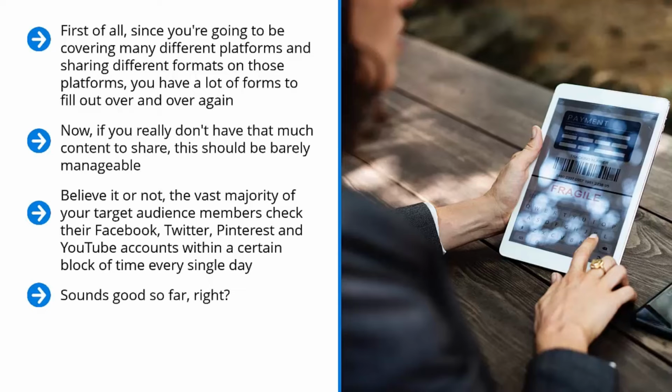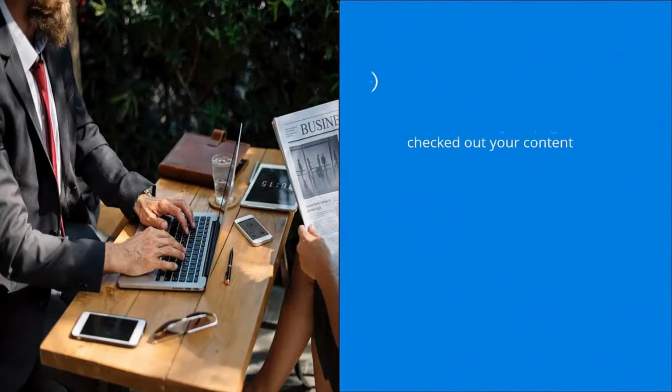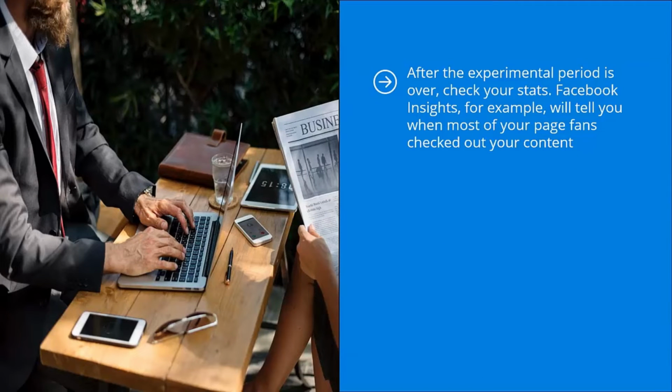Well, here's the problem. Different audiences have different time preferences. How would you know? This is where experimentation comes in. First, you're going to have to share your content randomly at different times of the day. As much as possible, share content every hour. Set your content automation tools to publish every hour. Let this run for about a week or two. After the experimental period is over, check your stats. Facebook Insights, for example, will tell you when most of your page fans checked out your content.